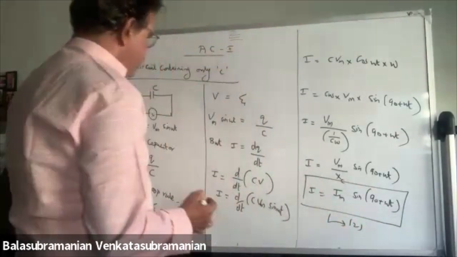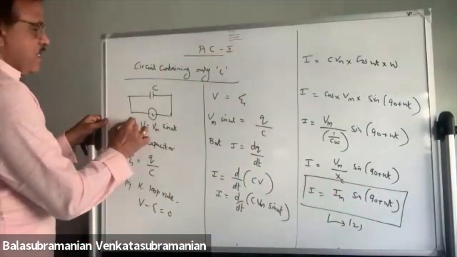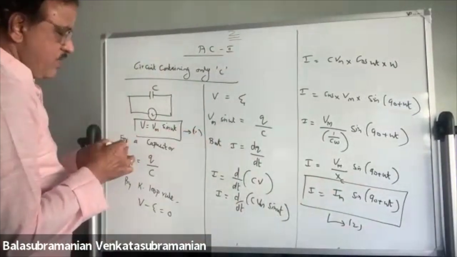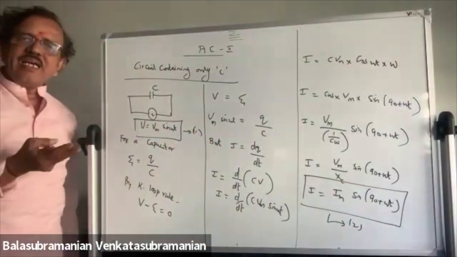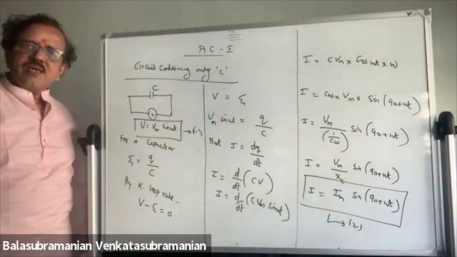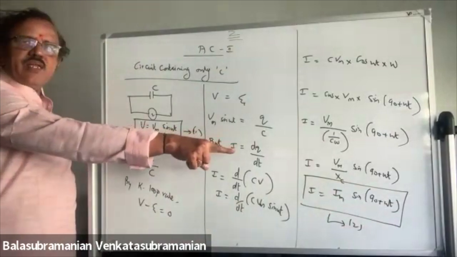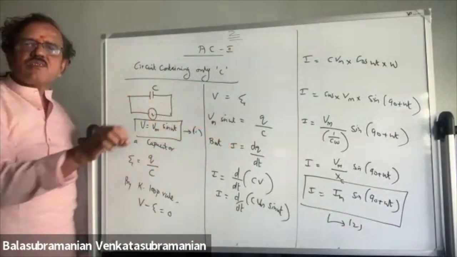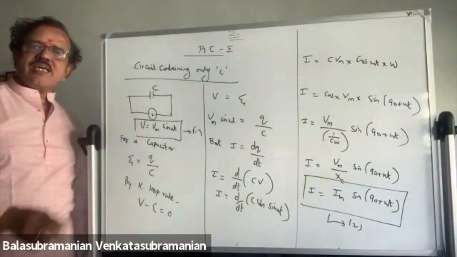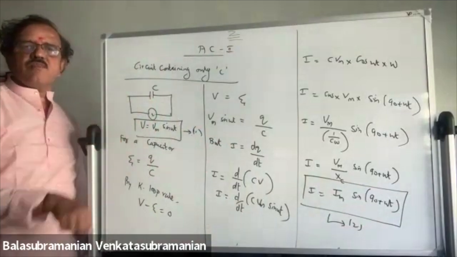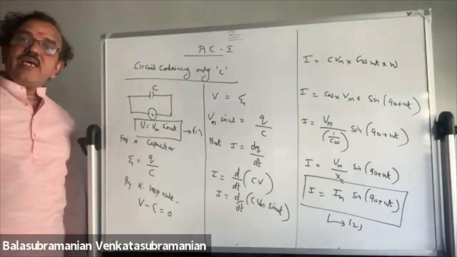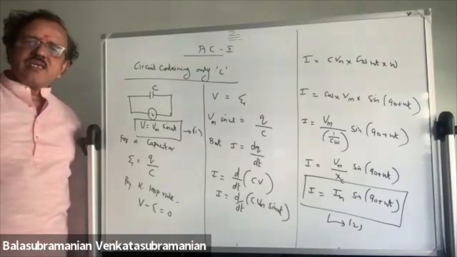Equation 2. Equation 1 is Vm sin omega t. Equation 2 is sin 90 plus omega t. What is the meaning? Current leads the voltage by 90 degrees in a pure capacitive circuit. In an inductive circuit, current is lagging behind the voltage by 90 degrees. In a capacitive circuit, voltage is lagging behind the current by 90 degrees.